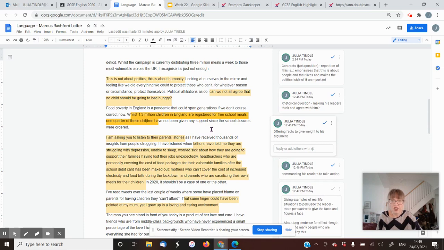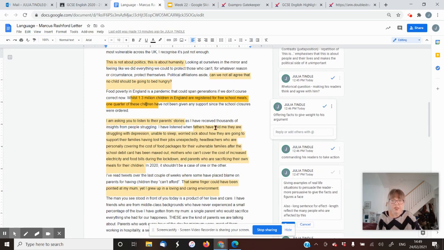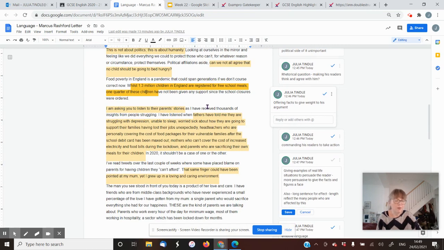He then goes on to use some facts to give weight to his argument, or to make his argument stronger. So 1.3 million children in England are registered for free school meals. 1/4 of those children have not been given any support. So it's backing up, showing how real this situation is.